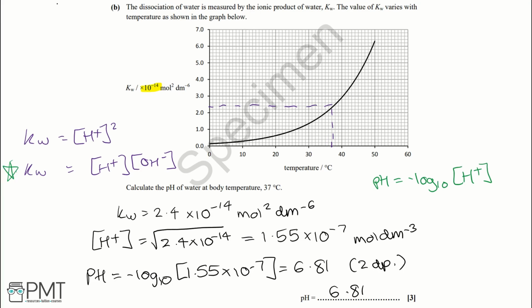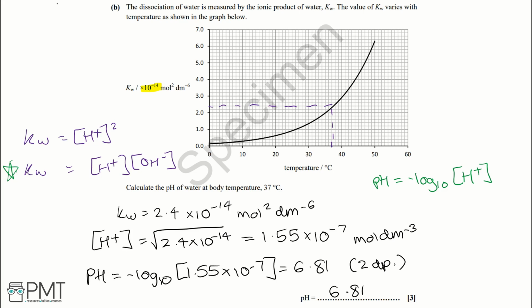And here where I've starred Kw, the reason why we can assume that the concentration of H plus equals the concentration of OH minus is because the solution is not overly dilute or acidified.